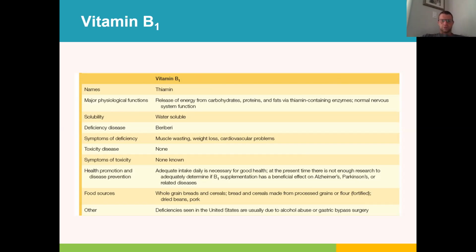These are water soluble. If you don't get enough of it, you can get a disease called beriberi. The symptoms of that disease are muscle wasting, weight loss, and cardiovascular problems. Toxicity: none known. Again, it's kind of hard to get toxicity with the water soluble ones, because they come in easy, they go out easy.